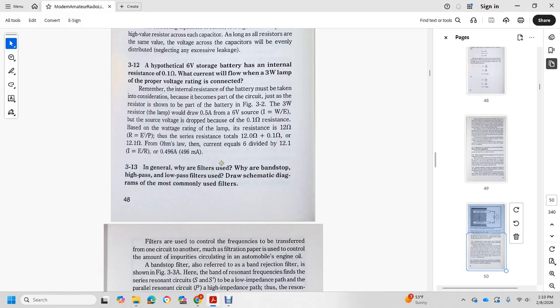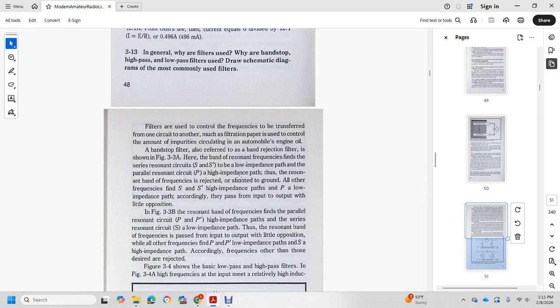Generally, what are filters used for? The band stop, high pass, low pass, and bypass filters are the most commonly used filters, shown in the drawing schematic.